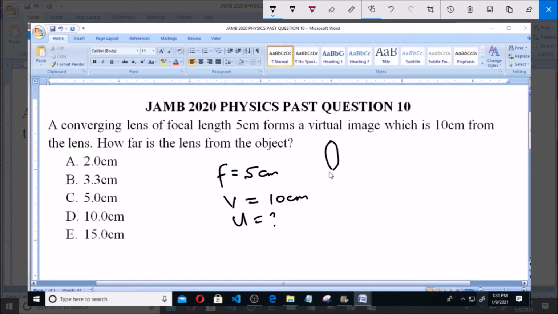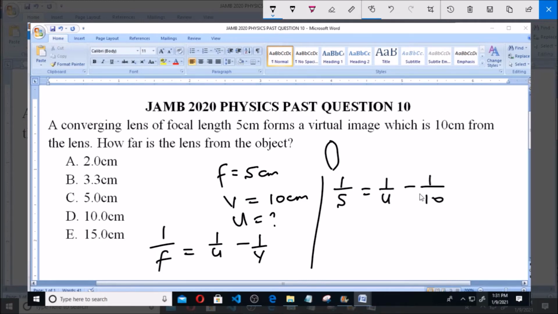Now, because this image is virtual, we're going to be using this formula: 1 over F is equal to 1 over U minus 1 over V, being a virtual image formed. Now, that is 1 over 5 is equal to 1 over U minus 1 over 10. 1 over 5 is equal to, now LCM will be 10U. U in 10U will give us 10. 10 times 1 will give us 10, minus 10 in 10U will give us U. U times 1 will give us U.